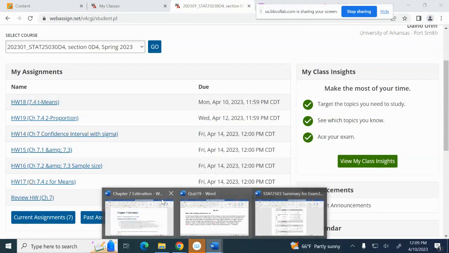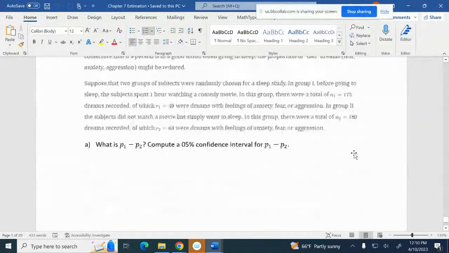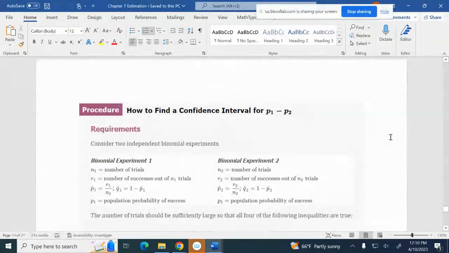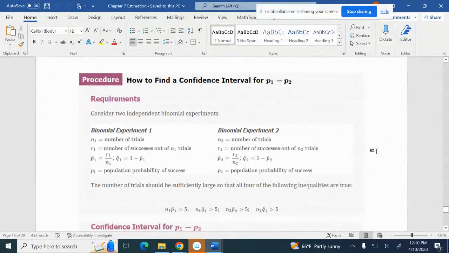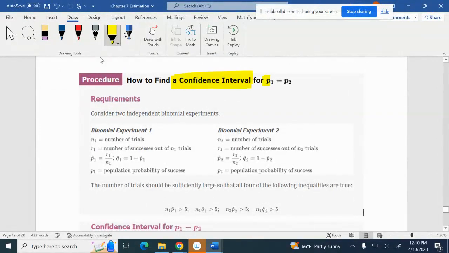Okay, then let me finish chapter 7. Today, we are going to discuss the last confidence interval, for the proportion difference.